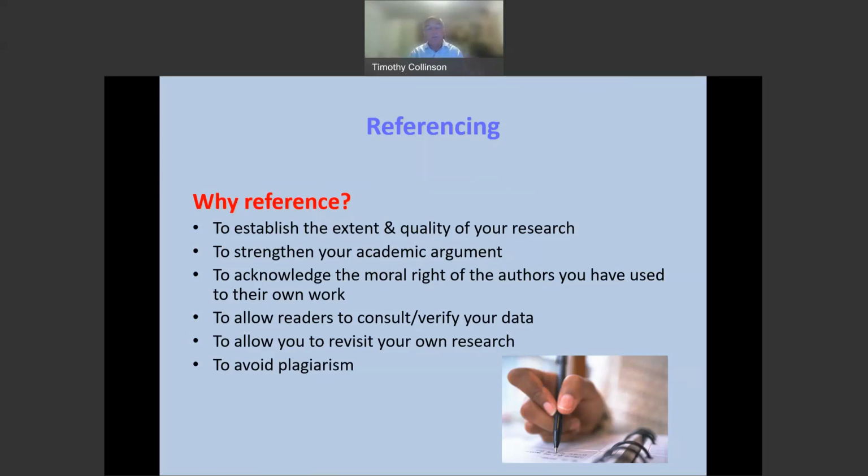You might have a string of assignments all on related topics and you think, I referenced something previously that would be worth having a look at again here. And it makes it much easier to find it if you've referenced it accurately. And the final reason, of course, is the pragmatic one, to avoid plagiarism. And that's the purpose of what we're going to have a look at in the following slides.